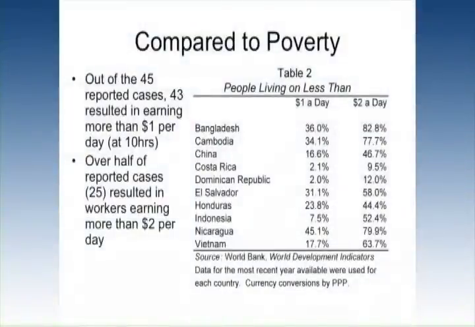So compare it to absolute poverty standards. Again, this is the same table as before. Out of the 45 reported sweatshop cases, 43 resulted in over $1 per day, and over half, including the Kathy Lee Gifford one, brought the workers up over $2 per day.